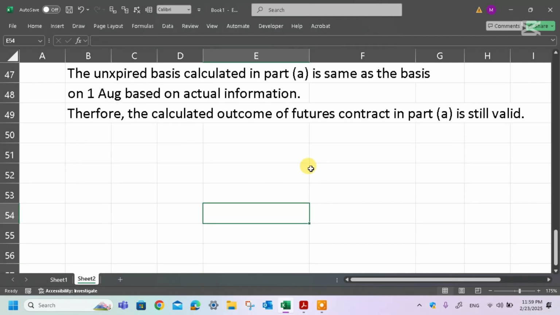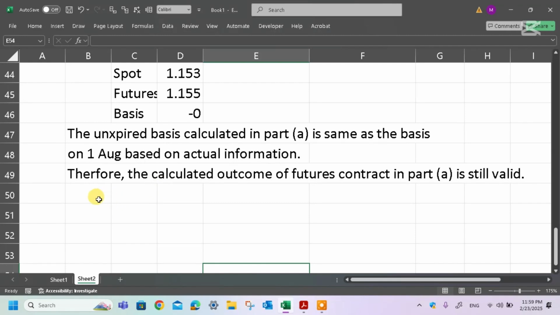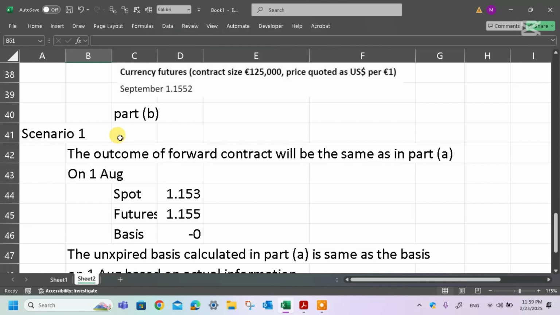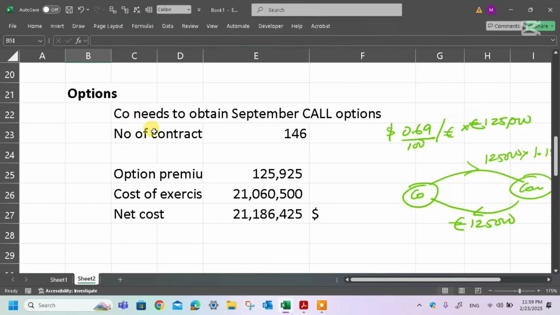Right, the next one, let's see options. Futures will be the same. Options, I need to decide, since I have the new information, whether the option will be exercised or not, because earlier we didn't know what the rate would be on 1st of August. So we assumed the option will be exercised. In this calculation, we assumed the option will be exercised, and we did this.